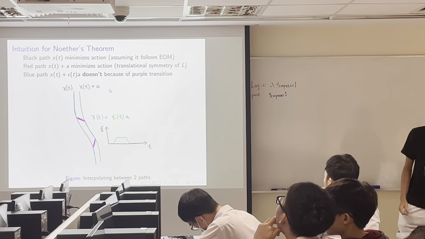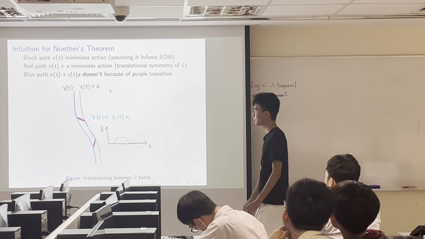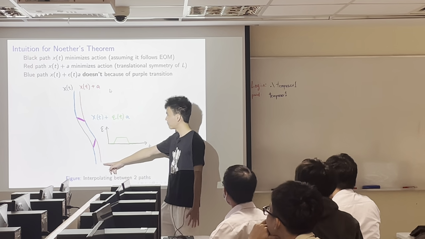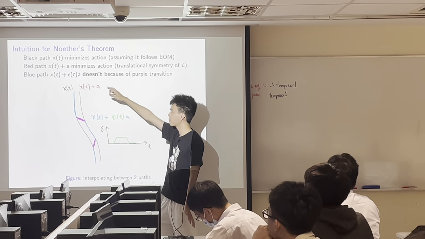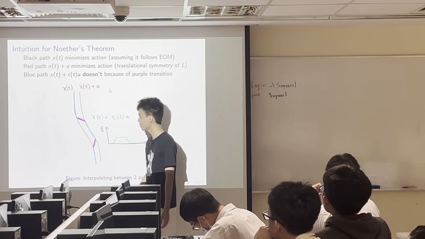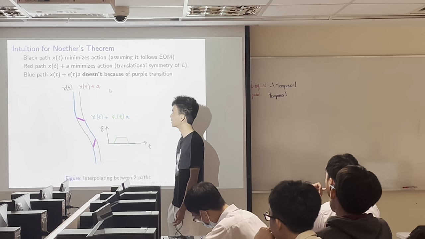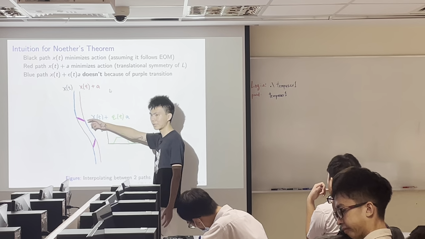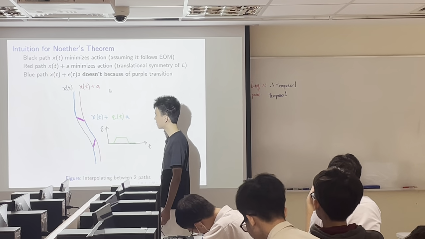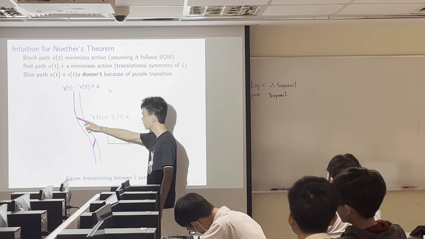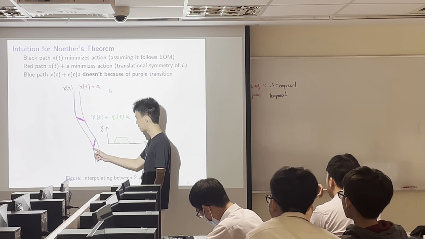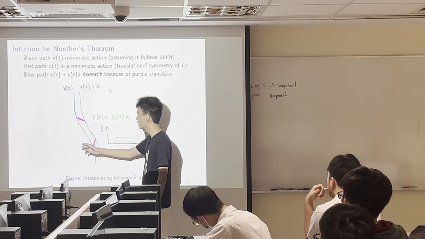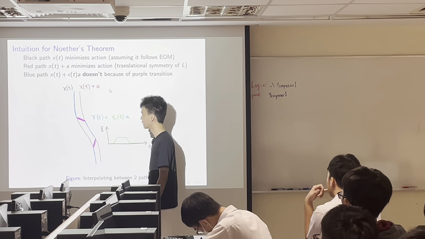Okay, so the question now is let's play the game of who minimizes the action. The black path minimizes the action. The red path, which is the original path plus a constant translation, also minimizes the action. But what about the blue path? What about x of t plus epsilon of t times a? Does that minimize the action? The answer is no, right? Because if I split the blue path into 5 segments, the blue plus the purple plus the blue plus the purple plus the blue, you see that the blue paths clearly minimize the action because they trace along the black and the red paths.